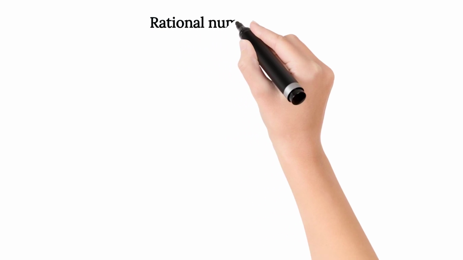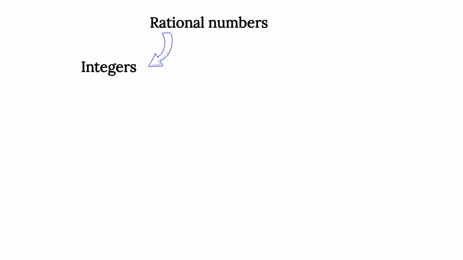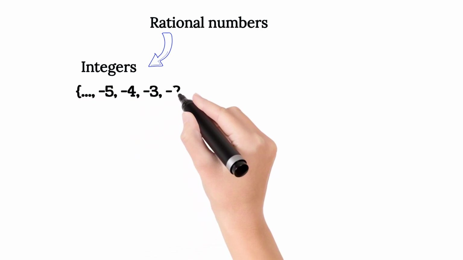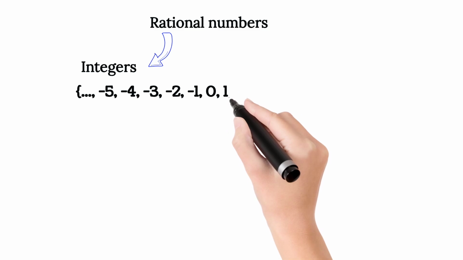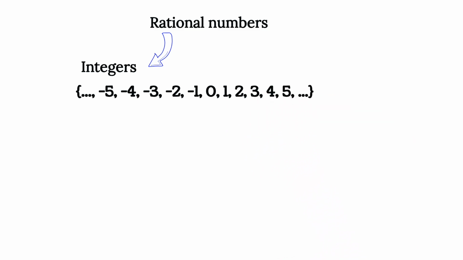Next, within rational numbers, we have a special set called integers. Integers include the numbers we usually think of as 0, 1, 2, 3, 4, 5, and also all of their negative counterparts. So the full set of integers looks like this: -5, -4, -3, -2, -1, 0, 1, 2, 3, 4, 5, and so on.